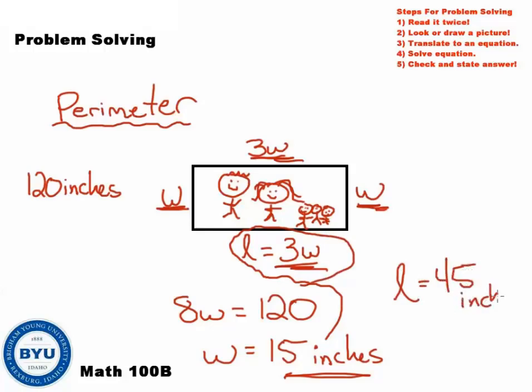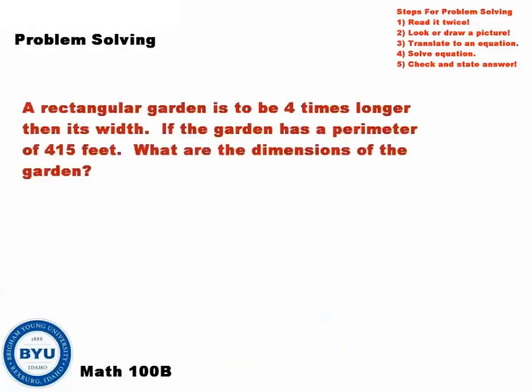So for this picture, to have a perimeter of 120 inches, the dimensions would be 15 for the width and 45 inches for the length. That's how we do a perimeter problem when it's a word problem. Okay, so now it's your turn to try one of these rectangular perimeter problems.